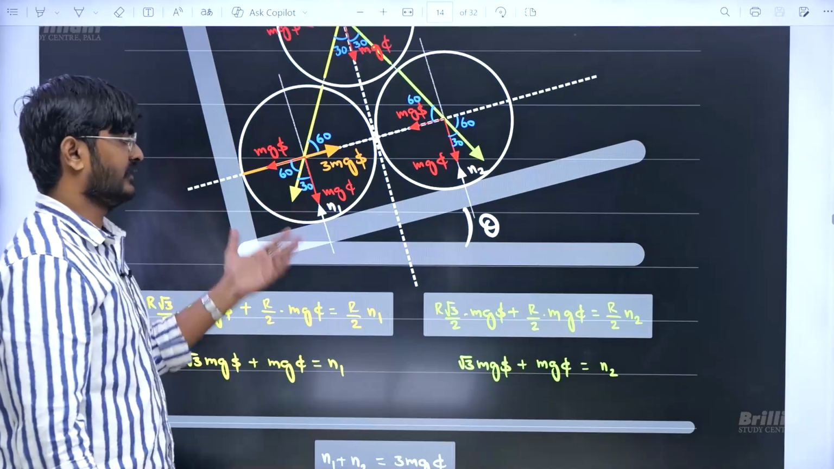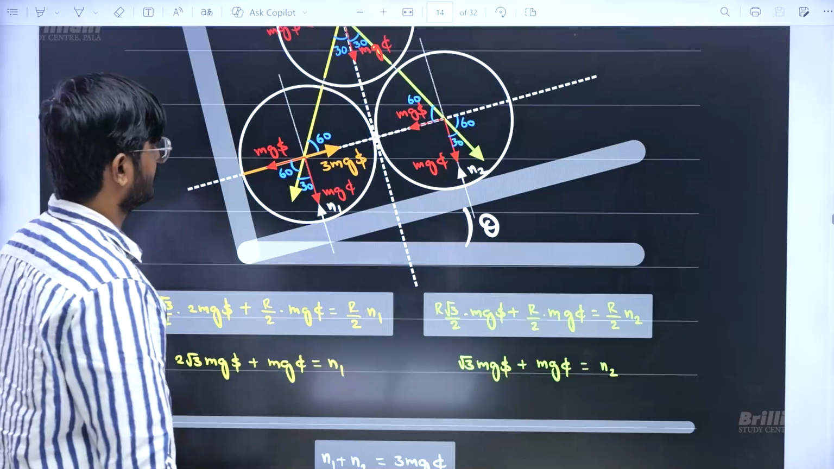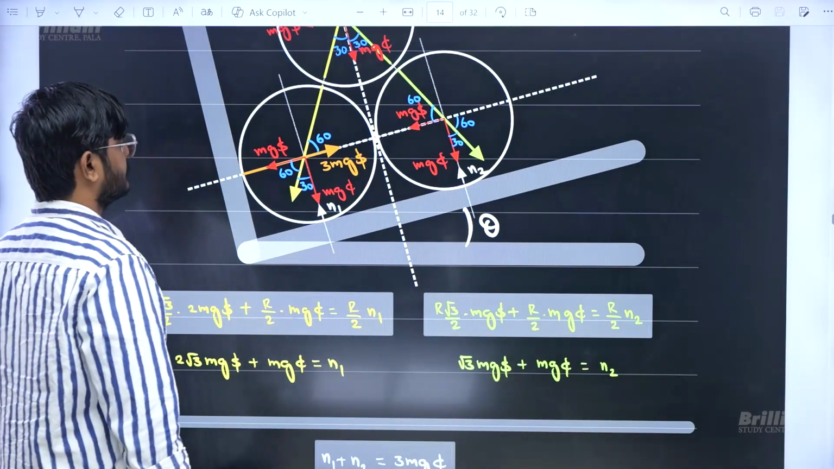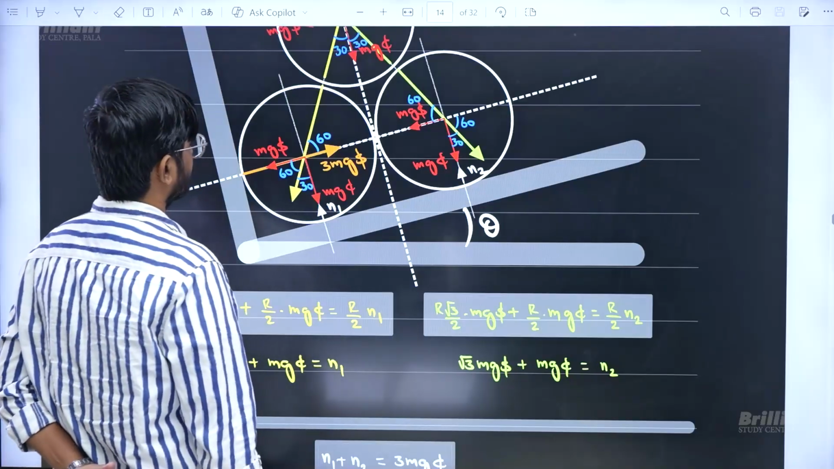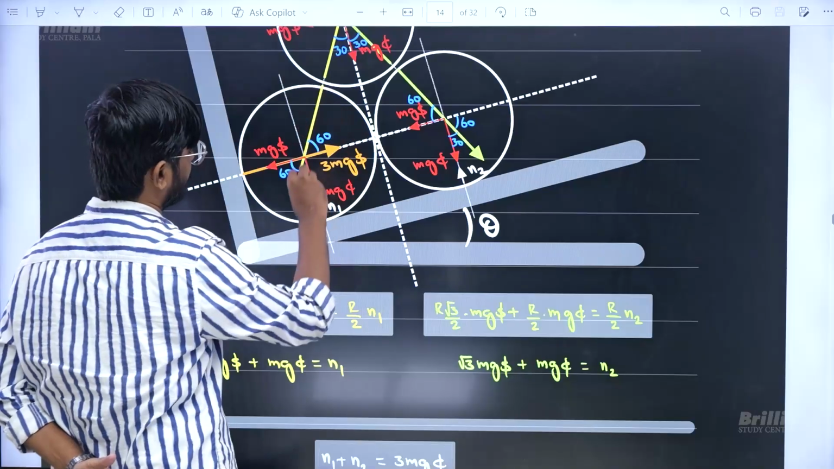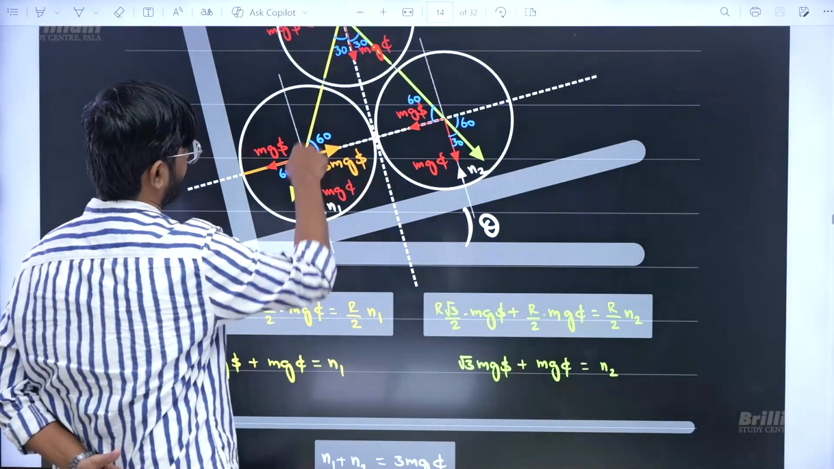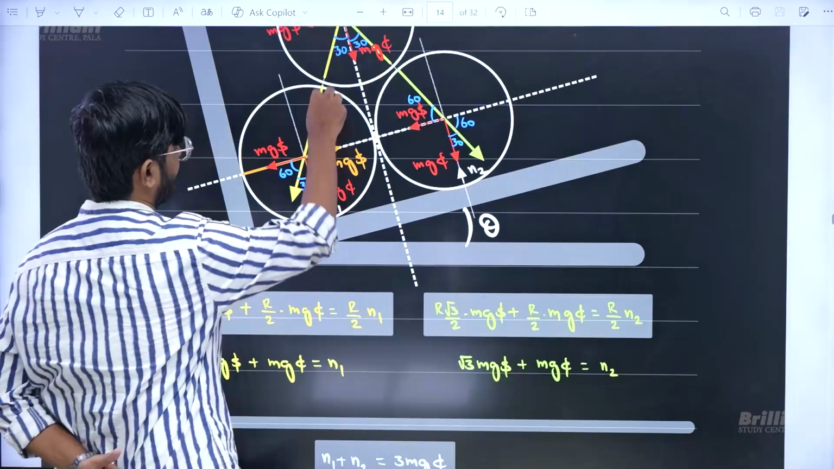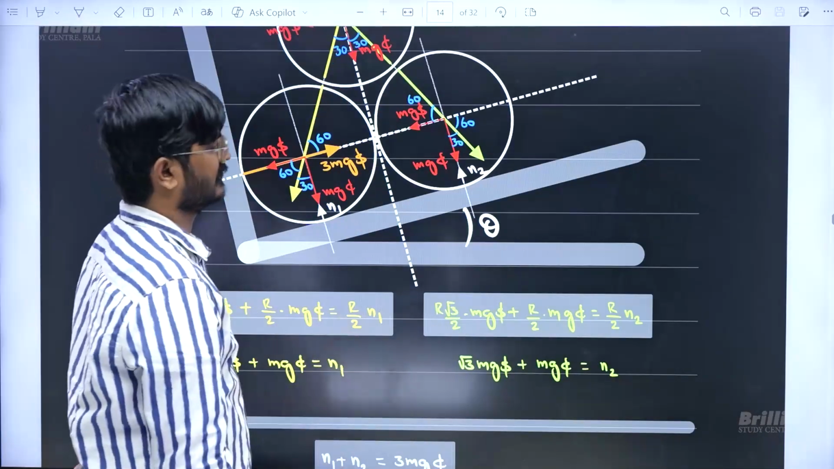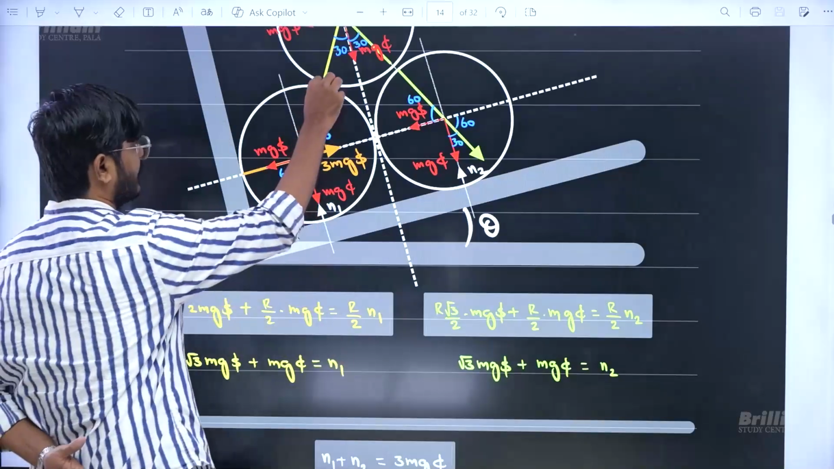Now N1, N2 we do not know, so we need to figure out N1 and N2. If I see why this guy is in equilibrium, I can figure out what is N1, but this is unknown, this is unknown. So I will take torque about this point. You can write net force equals 0 and do it that way also, but I want to avoid this, so I will be taking torque about this point.